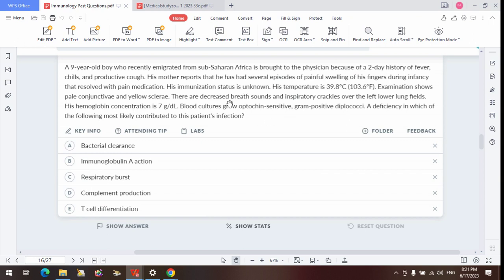So he said the organism is optochin-sensitive, gram-positive diplococci. Is that a staph? That's actually strep pneumo, but don't worry yourself about it, you might not know it now. Even if you don't know that organism, a deficiency of which of the following will have contributed? You know what sickle cell will cause, right? Autosplenectomy. So if there's autosplenectomy, which of the following do you think?